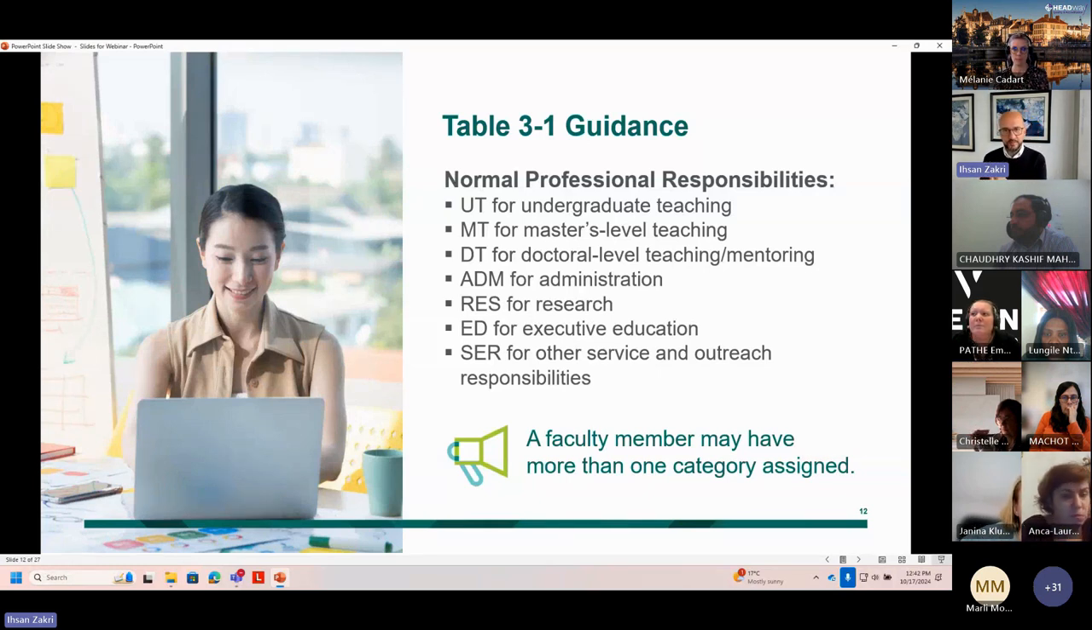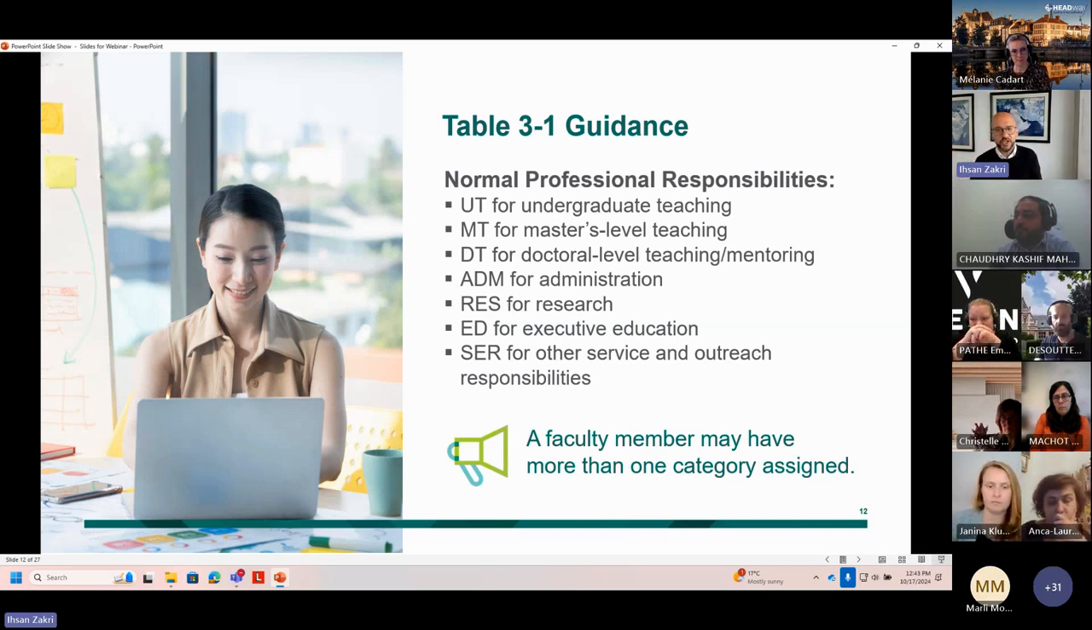What do they do? Are they teaching undergrad, masters? Do they have administration responsibilities? As you can see, are they doing research, executive education, or other services like outreach responsibilities? We highlight that one faculty member could have more than one of these. They could be teaching, they could also be doing research, they could also be doing administration.